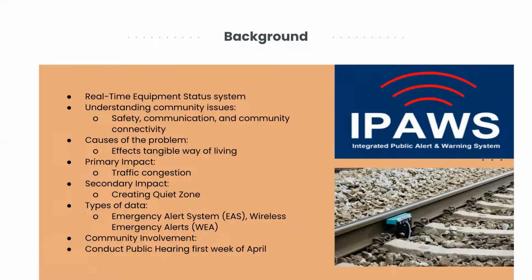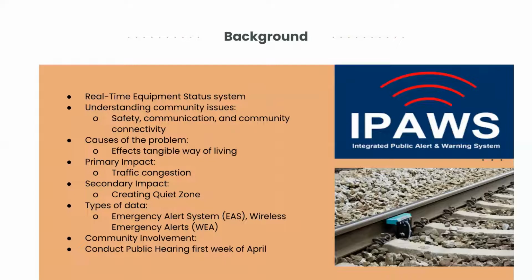In understanding the community issues, we're focusing on safety, communication, and community connectivity to really integrate the entire town of Nolanville together. One of the causes of the train horn is it affects the tangible way of living and really disconnects the community by traffic congestion and creates a whole bunch of noise. So our primary impact is to solve traffic congestion as much as we can, and our secondary impact is to create a quiet zone.